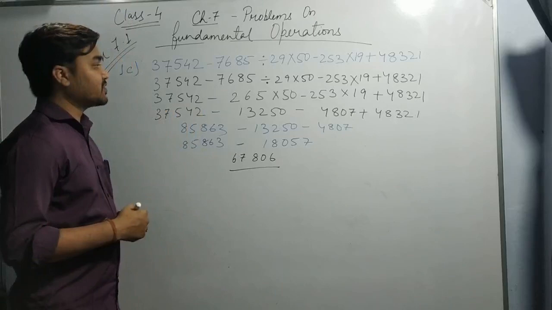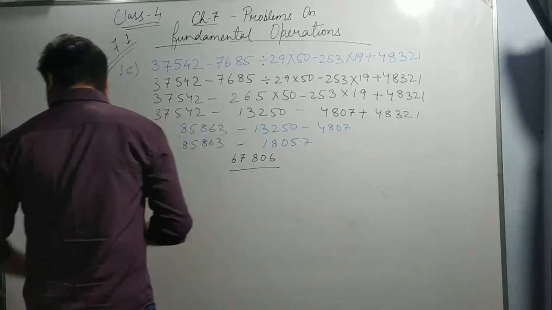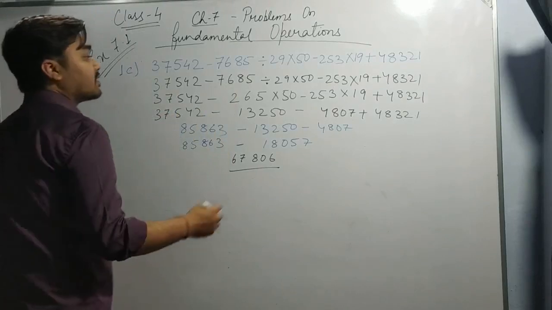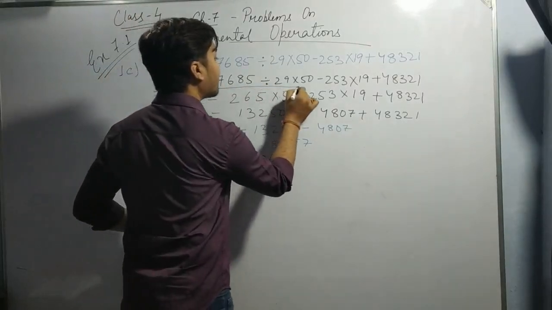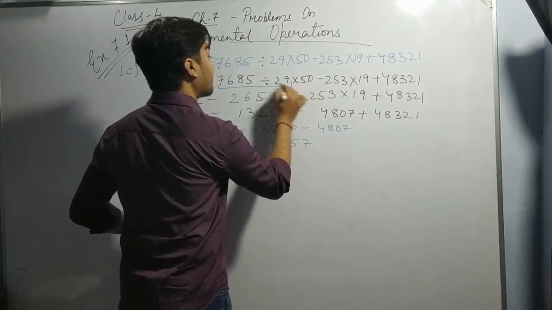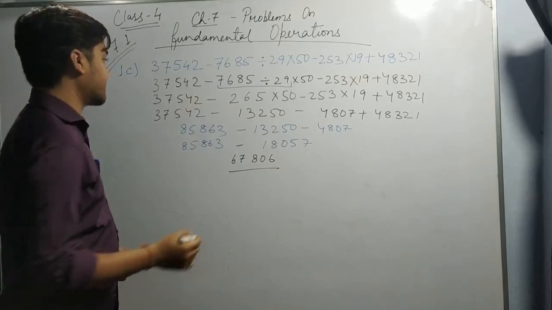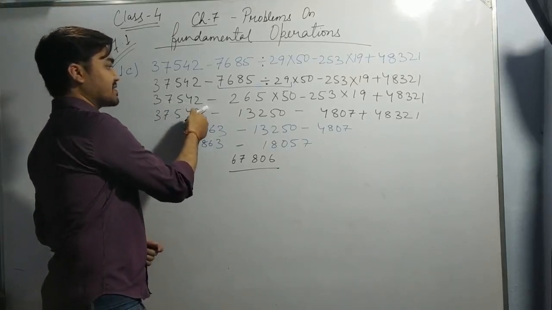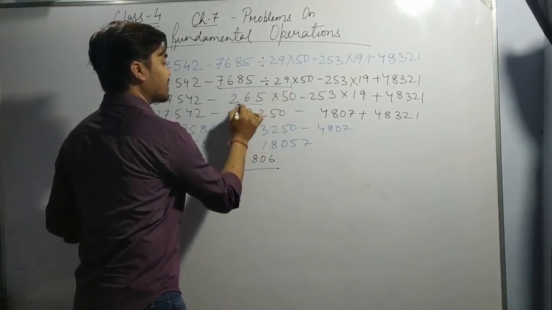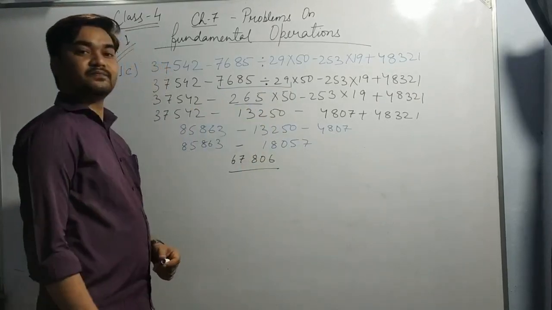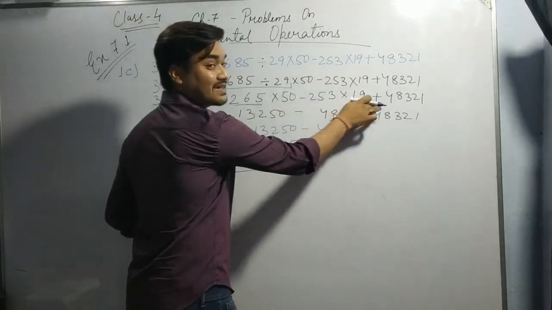The first step which we are doing is division. Where is the divide sign? Here. So first we will do division. We will write this number as it is. When we have divided this number, we are getting 265. Now we will continue writing from here as it is.